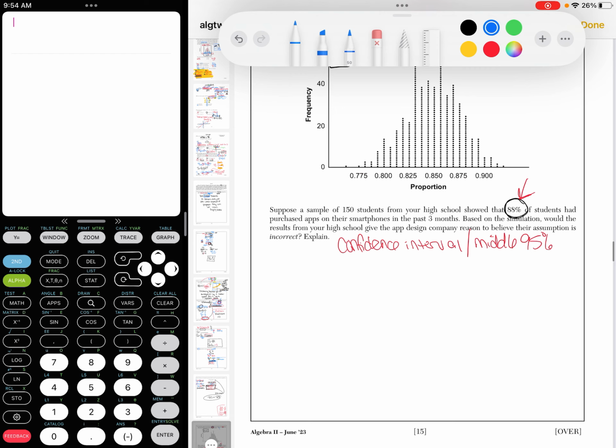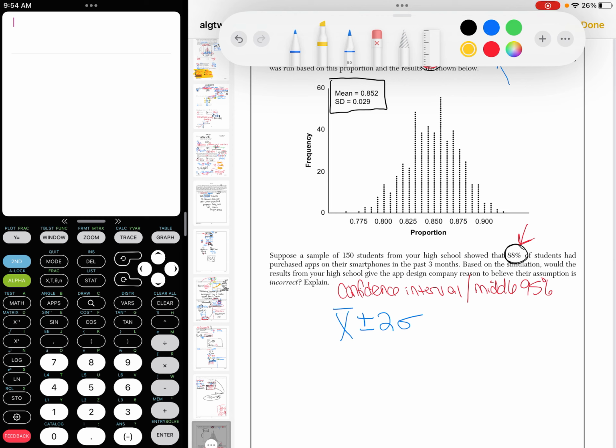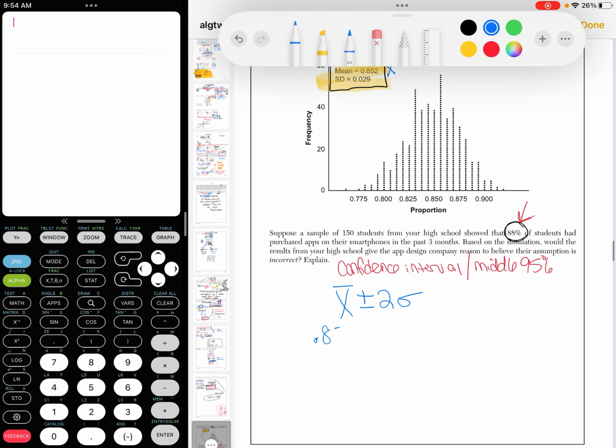So that middle 95% formula needs to be memorized. It is the mean plus or minus, technically plus and minus, 2 standard deviations. So I boxed in that information above. This is what we are going to use to figure this out. So the mean is X bar. I'm going to plug that in here, 0.852 plus and minus 2 times that standard deviation, symbol is SD in the table, like in the diagram that's given, and that's 0.029.